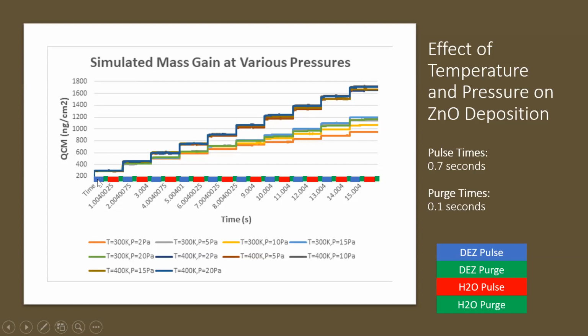You can see that during the blue, this is during the pulse, and this is where we get the highest mass gain, is during the DEZ pulse. During the H2O pulse, we really don't gain any mass. This is because we're releasing ethane and only gaining an oxygen and a hydrogen.